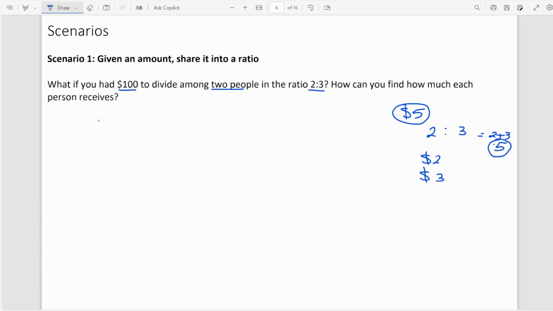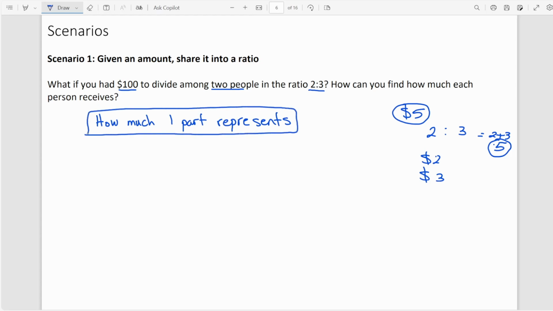So the trick you're always looking for is to find how much one part represents, one part or one share, okay? If you find how much one part represents, then that's it. This is like the crown jewel. This is what you always want to look for. This is what you always want to find, okay? Now, how will we find how much one part represents?